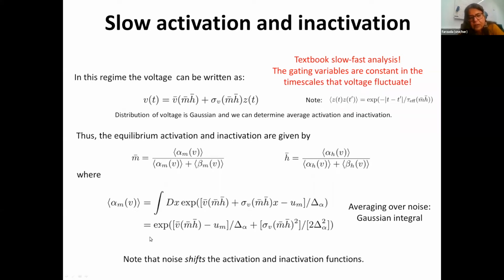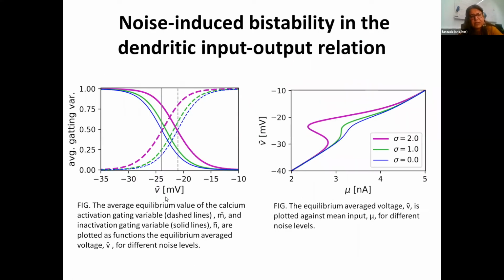And you get the result for the average of alpha M. It is important to see that the alpha M that I put in has a shift here. Basically, the average of alpha M will be shifted compared to alpha M. That's important to notice, and I will plot it in the next slide. Just look at the left figure right now, which plots M bar and H bar self-consistently after I calculated them.